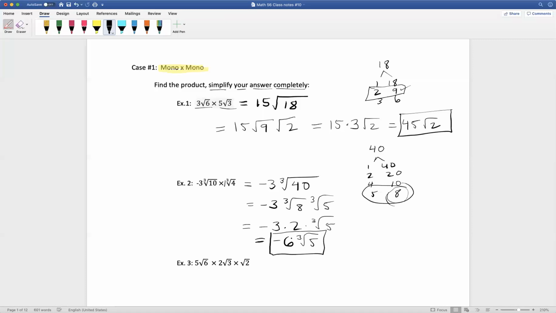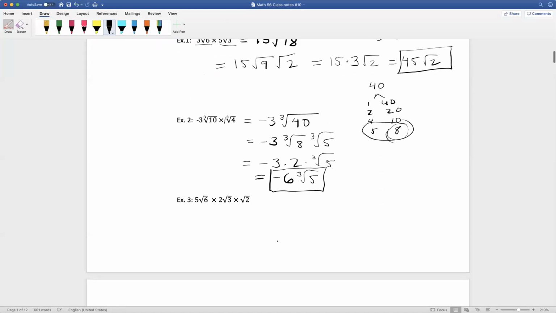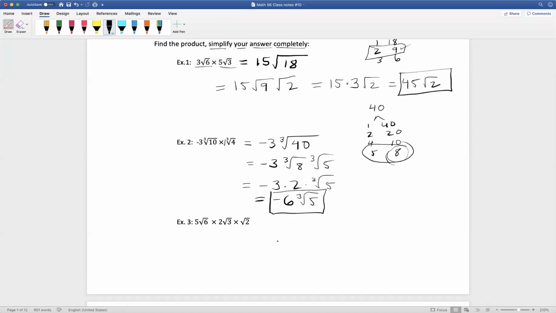Now we can't simplify the cube root of 5. 5 doesn't have any perfect cube factors. It's prime, so we're going to leave it alone. Let's take a look at one more example. Let's take a look at 5 square root of 6 times 2 square root of 3 times 1 square root of 2. And if you'd like to try, pause it, see what you can do with it.